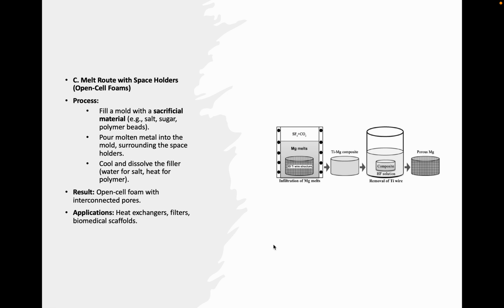Space holder method. Here, a filler material like salt or sugar is mixed with the molten metal or with powdered metal. After the metal hardens, the filler is removed by dissolving it in water or burning it off. This leaves behind an open cell structure that's ideal for fluid flow, like in heat exchangers or bone implants.